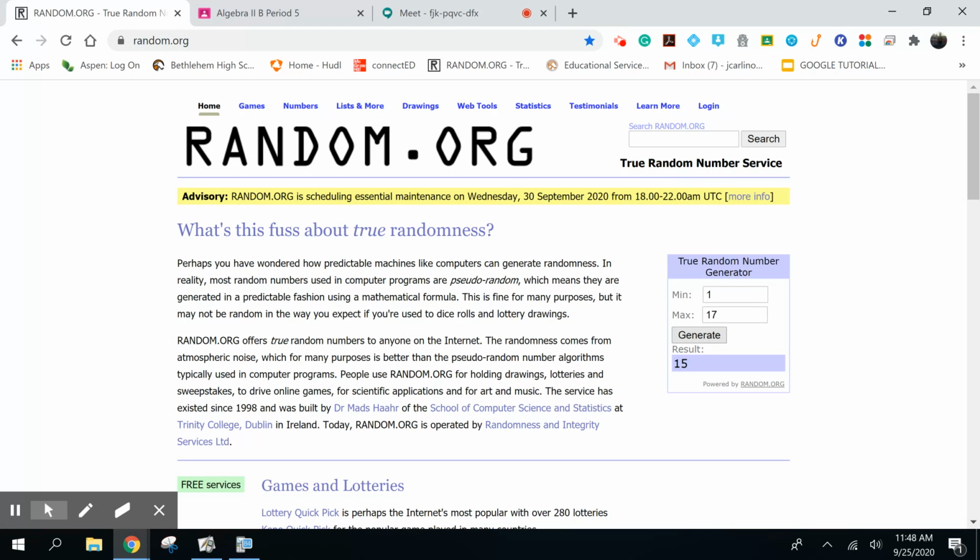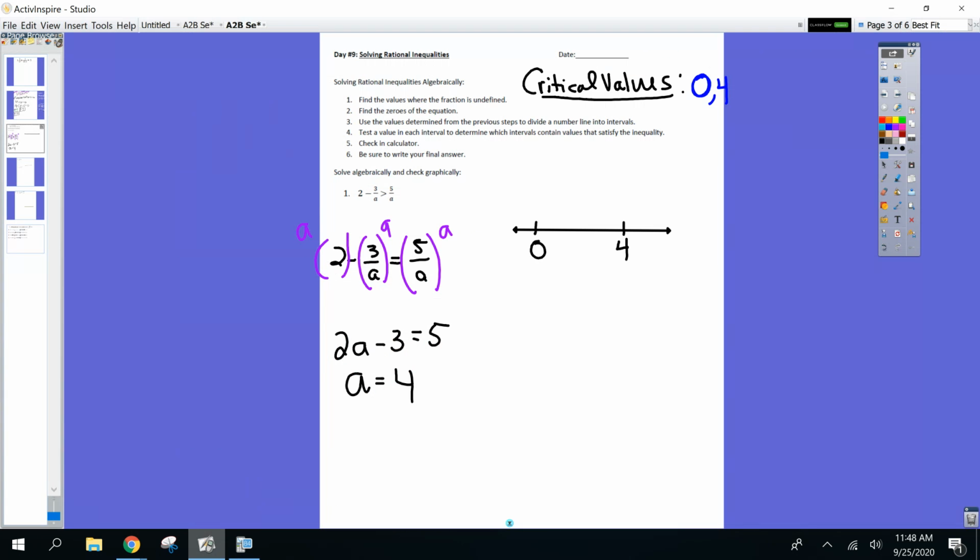Woo, 15. Here we go, Katie. Give me a number to test that's less than 0. Negative 1. I like it. So I'm just going to do a little dash line, and we're going to test. What do I mean by test? We're going to store it in our calculator and plug it in.